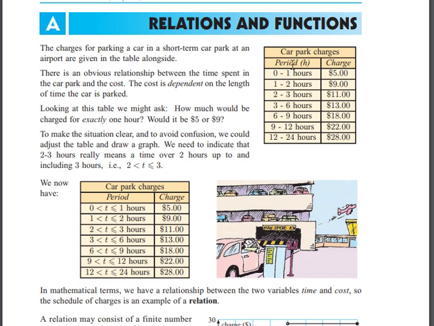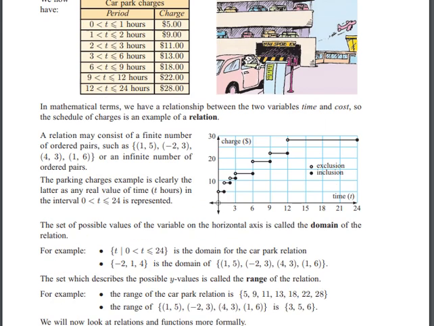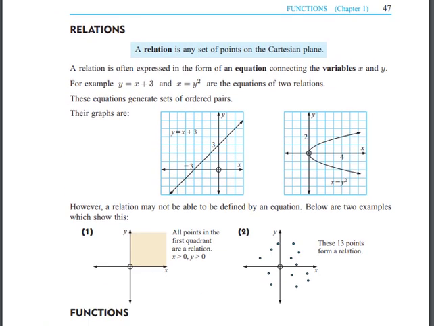So we can see that as the number of hours increases, the money, the dollars, also increases, from 1 hour to 24 hours and from $5 to $28. So there is a relationship between the time and the money here, and this is simply what we call a relation. So what are functions?